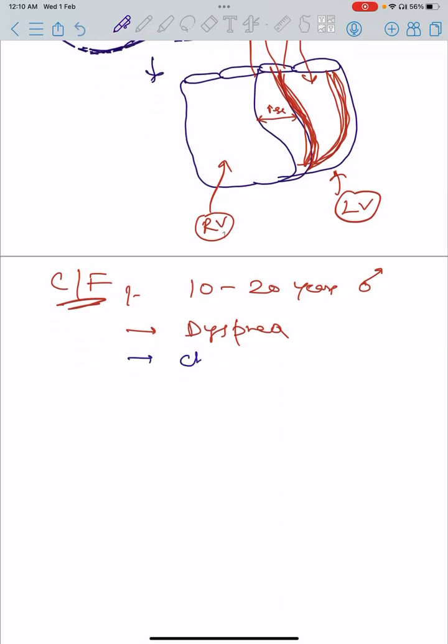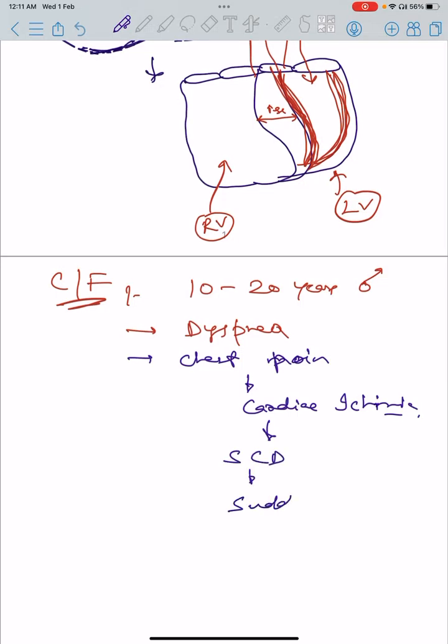Chest pain is the most important feature because of cardiac myocyte ischemia, cardiac ischemia, and this is the most important factor for SCD. SCD stands for sudden cardiac death.